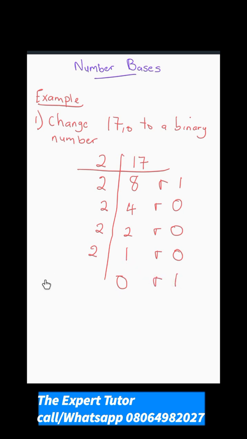So my final answer, I draw an arrow upwards and read the remainders. My answer is equal to 10001 base 2. Very simple. I'll give us another example now.